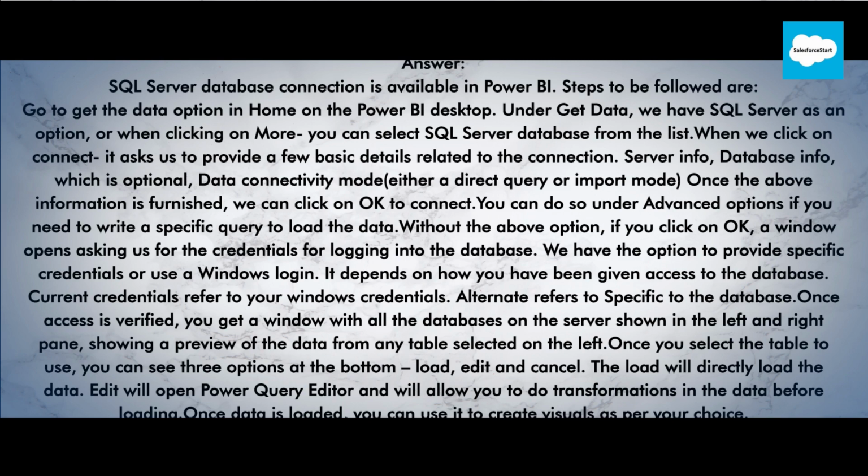Once access is verified, you get a window with all the databases on the server shown in the left and right pane, showing a preview of the data from any table selected on the left. Once you select the table to use, you can see 3 options at the bottom: Load, Edit and Cancel. The Load will directly load the data. Edit will open Power Query Editor and will allow you to do transformations in the data before loading. Once data is loaded, you can use it to create visuals as per your choice.